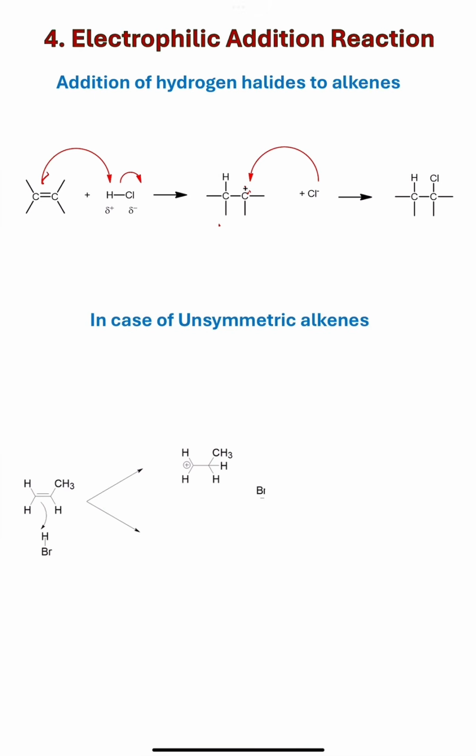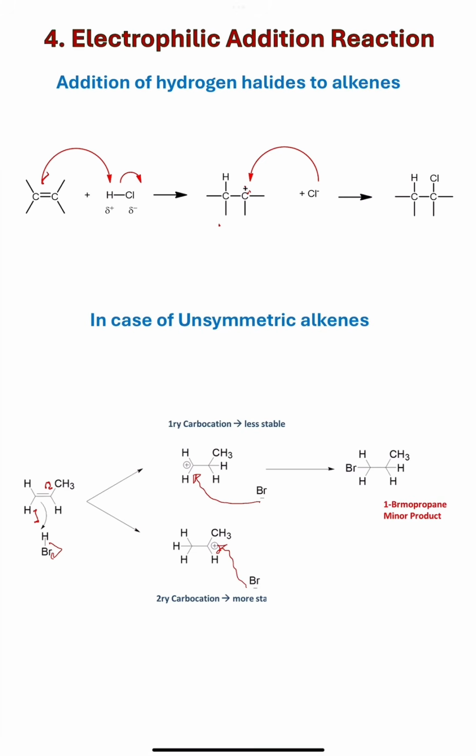When it adds itself to carbon number 2, that will give you a primary carbocation, while when it adds itself to carbon number 1, that will give you a secondary carbocation. These two carbocations do not have the same stability, where the primary carbocation is less stable than the secondary carbocation, so it will form less than the secondary carbocation. Then the bromide that was released from the first step will attack the positively charged carbon in either of these two carbocations. That will give you two different products.